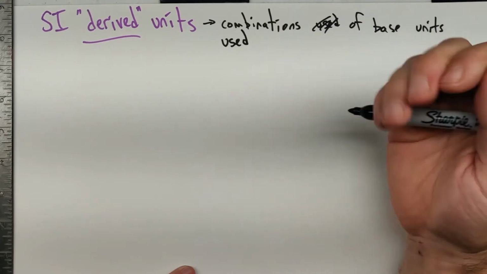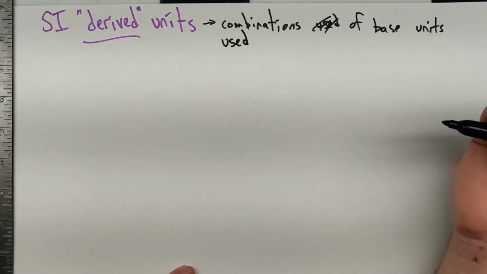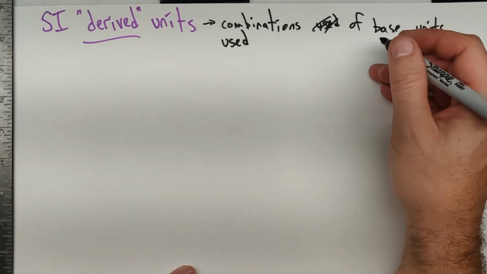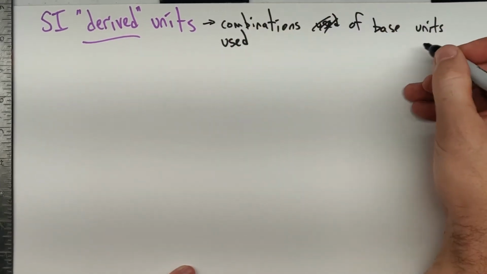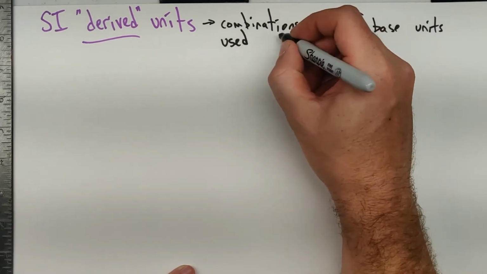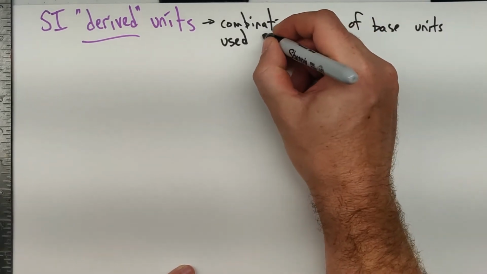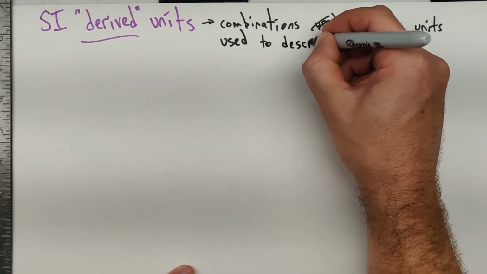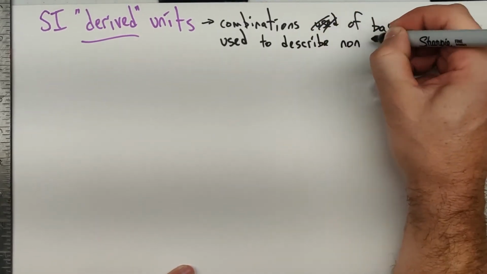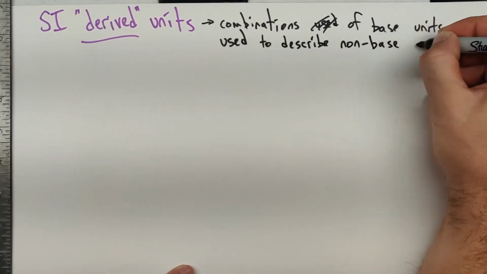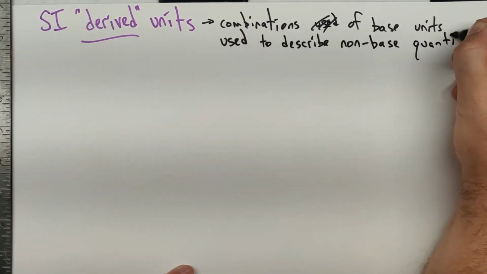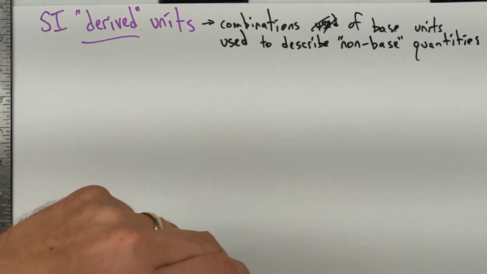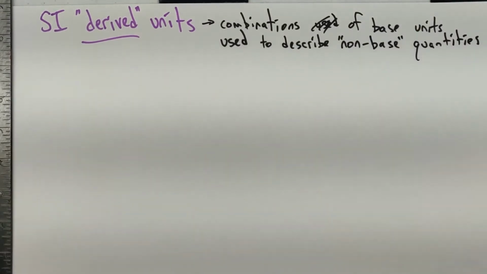Again, the base units will get us time and mass and things like that. We can combine those things then to get other quantities we need, like velocity or whatever, and we'll look at a bunch of examples. All right, combinations of base units used to describe non-base quantities. And I've kind of made that term up, but I'm not too disappointed in it.